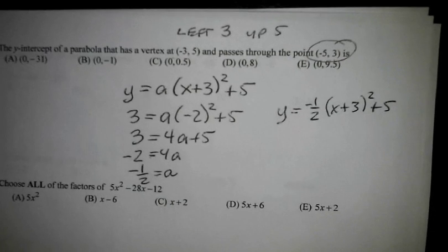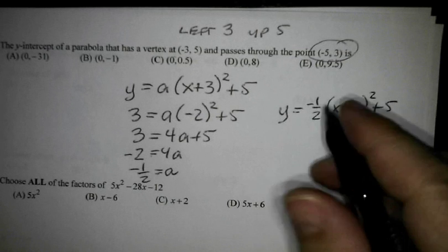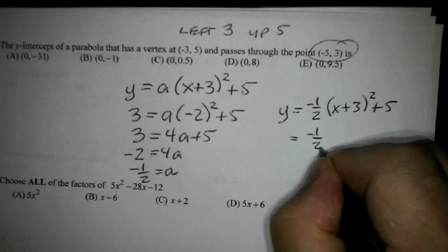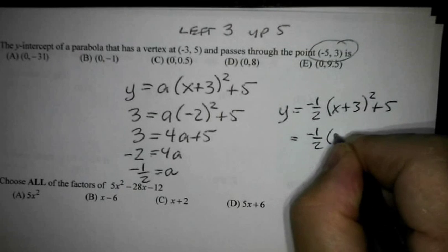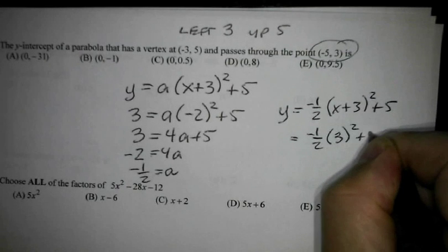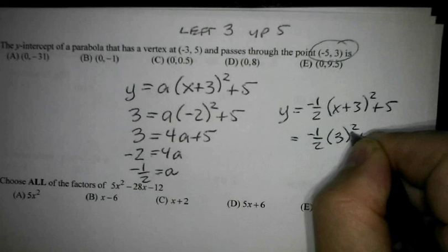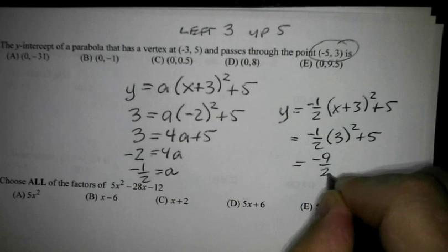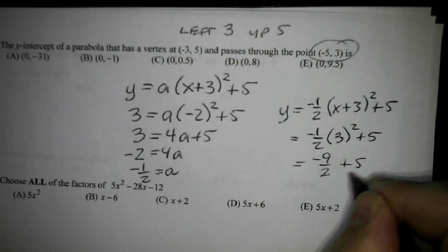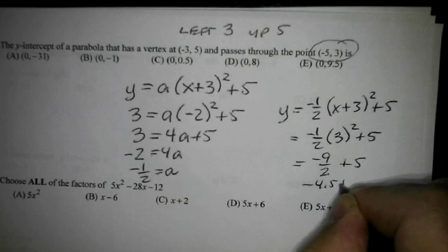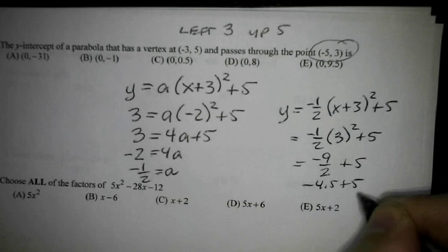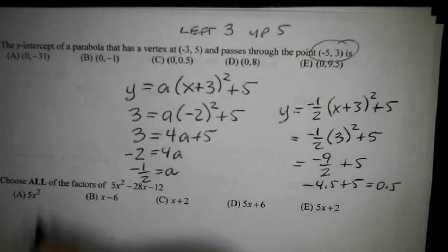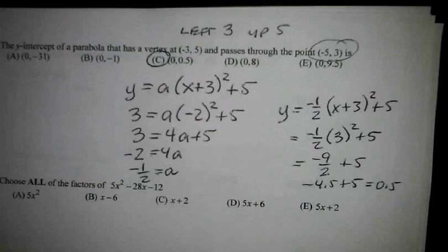I want to find the y-intercept. The y-intercept happens when x equals 0. So I get negative 1/2 times 0 plus 3 squared. So this is 9, so I get negative 9 halves plus 5. Well, that's negative 4.5 plus 5. That equals 0.5. So my answer for that one was C.